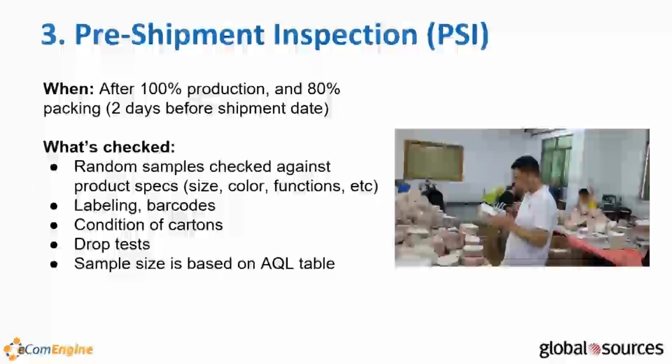So one tip here is to provide your inspection agent with your product specifications sheet, and they can use that sheet as a quality checklist to ensure your product requirements are followed.